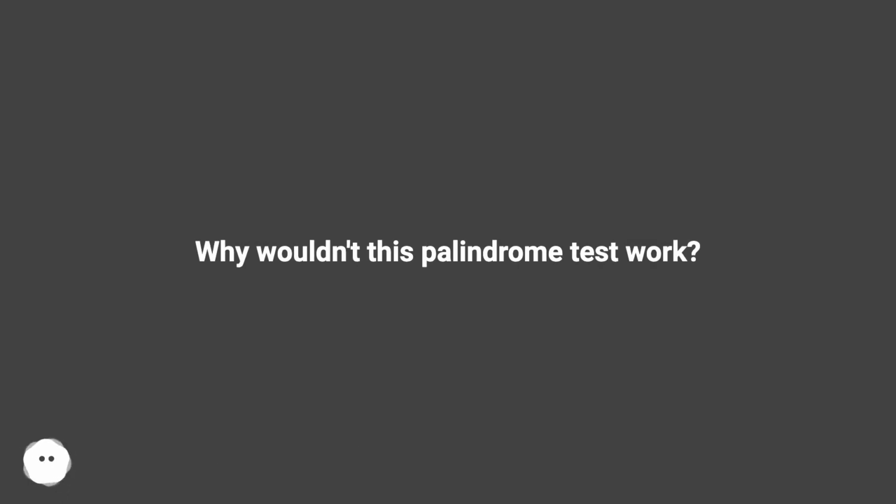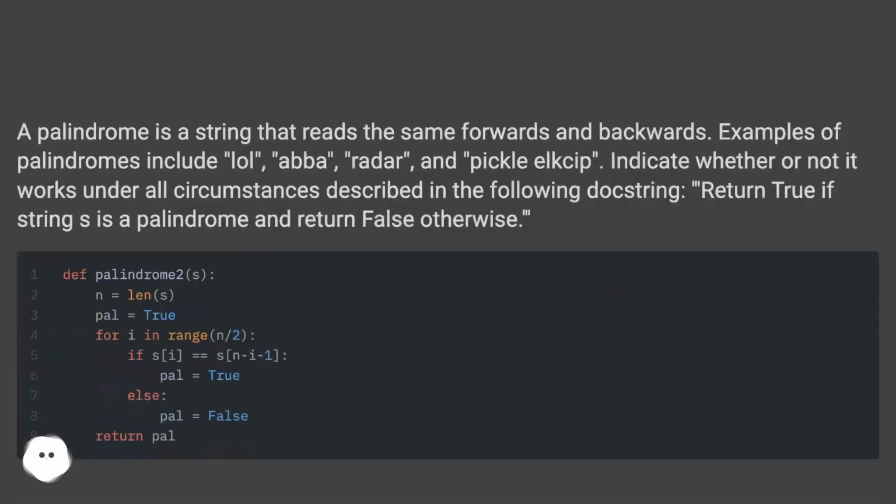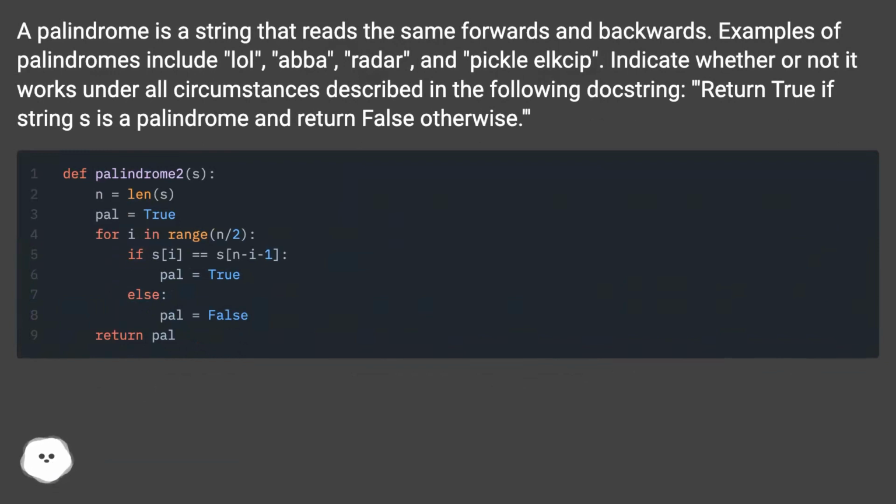Why wouldn't this palindrome test work? A palindrome is a string that reads the same forwards and backwards. Examples of palindromes include LOL, ABBA, radar, and pickle elkcip. Indicate whether or not it works under all circumstances described in the following docstring. Return true if string S is a palindrome and return false otherwise.